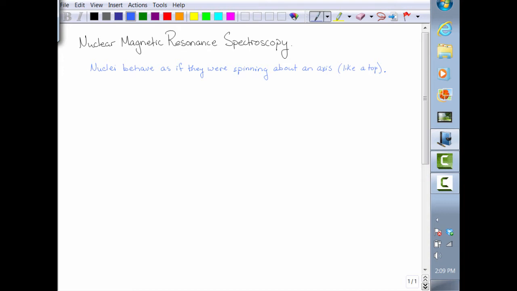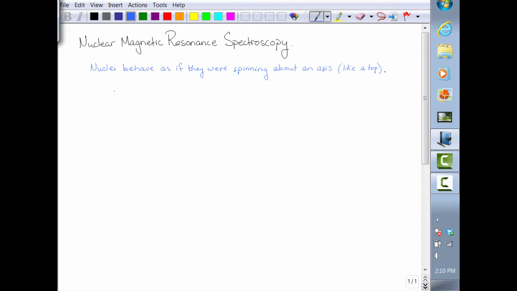So we're going to talk about nuclear magnetic resonance spectroscopy, or NMR, and this is a technique that's based on the idea that nuclei behave as if they were spinning about an axis. So we're talking about nuclei today. Most of the time in organic chemistry, we're talking about electrons, right? Today we're talking about nuclei.